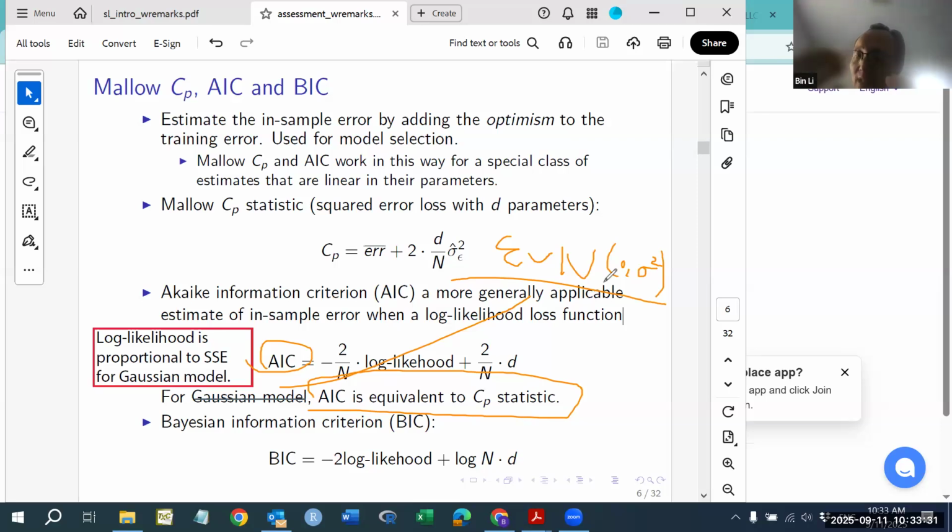So later we will talk about the generalized linear model. There we cannot use Mallow's Cp, because Mallow's Cp is only for the squared error loss. So we can use AIC. Okay. Another one is BIC.